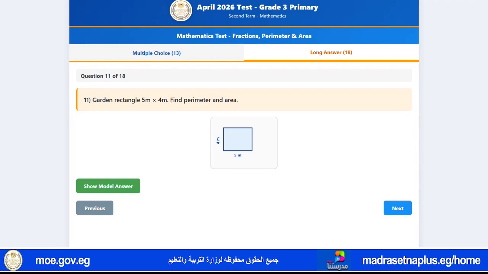What about the area? Area of a rectangle equals, yes, length times width. It will be 5 times 4. That means 20 square meters.